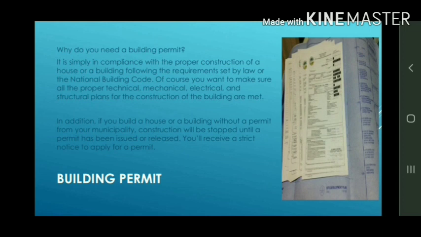And the objective of a building permit is to make sure that your building or house is safe in terms of occupancy and operation and can withstand the forces of nature like earthquake, flood, tsunami, storm surge, and other natural forces.